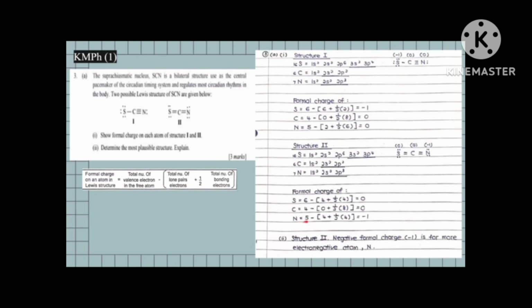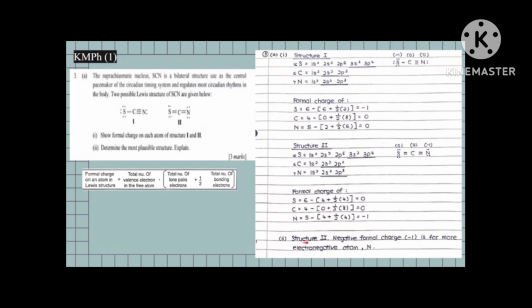And then for N, there are 5 valence electrons minus, in bracket, there are 4 lone pair electrons, 1, 2, 3, 4, plus 1/2 the bonding pair electrons, so 1, 2, 3, 4, equals -1. So on the structure, we can label on top of S 0, on carbon also 0, and then on nitrogen N will be -1. For the second question, it asks to determine the possible structure and then explain.